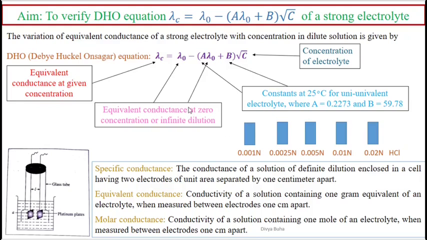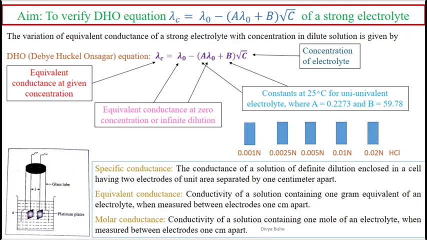The aim of the practical is to verify the DHO equation, that is the Debye-Huckel-Onsager equation of a strong electrolyte. So basically in this practical you have to determine the equivalent conductance of a strong electrolyte at different dilutions, and further you need to verify the DHO equation. So what is the DHO equation? What are all the terms in the DHO equation? That we will see further.